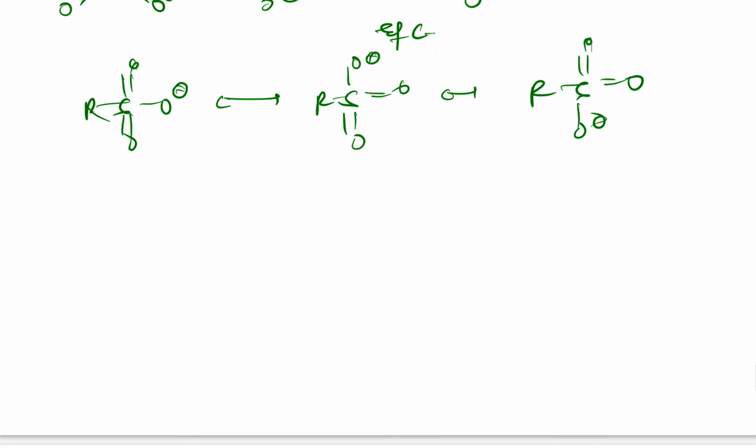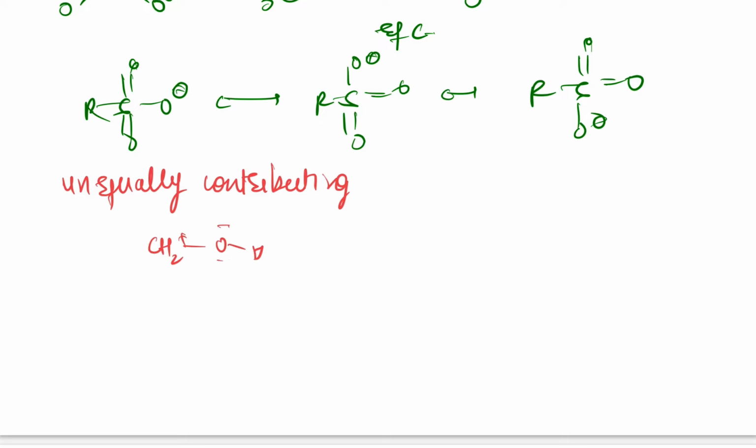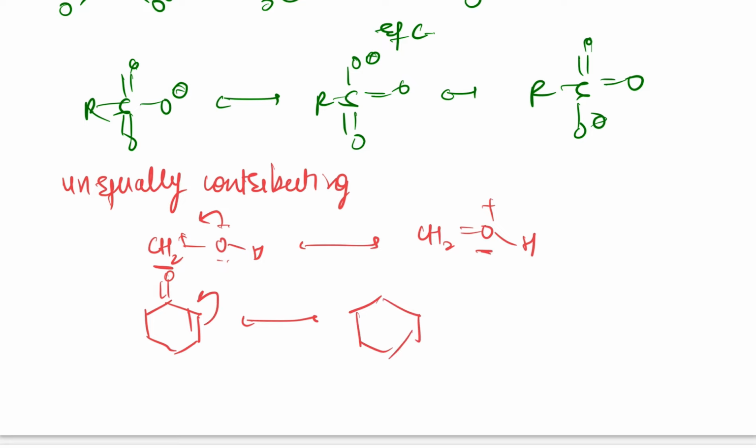Now what is unequally contributing? Unequally contributing is CH2 plus, then O, then H. So this will go here and CH2 double bond O plus and H. Now when the positive charge is on carbon and then oxygen, it is unequally contributing. Particularly in that case also, if you see there is O negative double bond O and positive, that is also unequally contributing, because in the first structure there is no charge and in the second structure there is a negative charge and a positive charge.